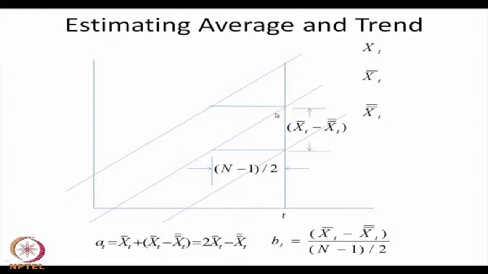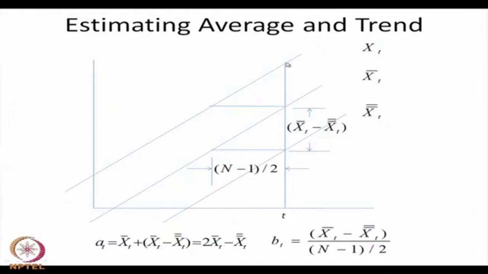And if the moving average period is the same for the first smoothing and the second smoothing, then this distance would also be the same, which is n minus 1 by 2. And this difference is x bar t minus x double bar t. This is the value of x bar t at time t, and this is the value of x double bar t at this time, and that is the difference. If we know the vertical distance x bar t minus x double bar t, and we know the horizontal distance, which is n minus 1 by 2, then we can find the trend, which is this divided by this. Therefore, we can find out a t.